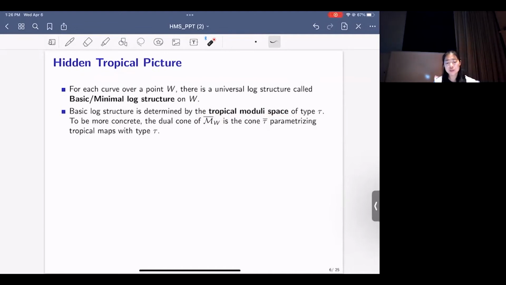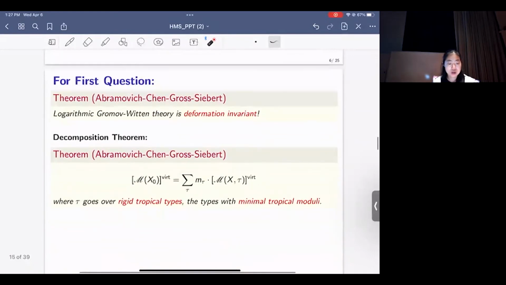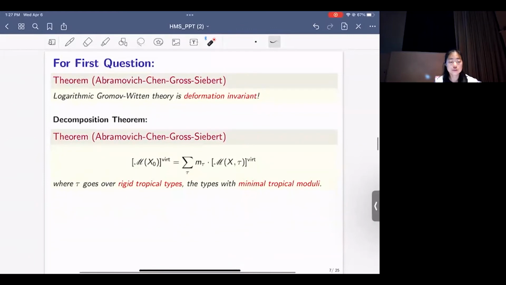So the good thing about this is that the log structure and the tropical geometry behind it is a part that we cannot see on the schematic side, but it remembers the information about the deformation which we encoded inside this log structure. Okay, so the answer for the first question is positive.